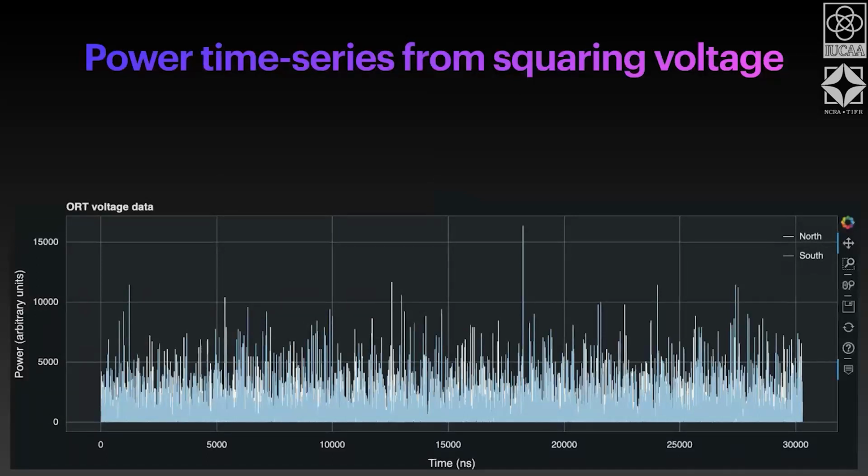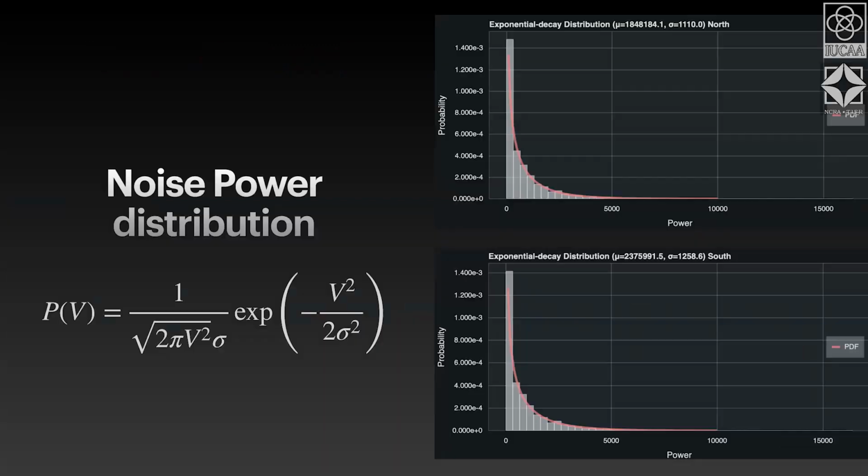The squaring of the voltages can again be visualized as a time series, as you can see over here. So you have only positive values because of squaring. And if you plot the distribution of it, you'll get a function that has exponential decay.